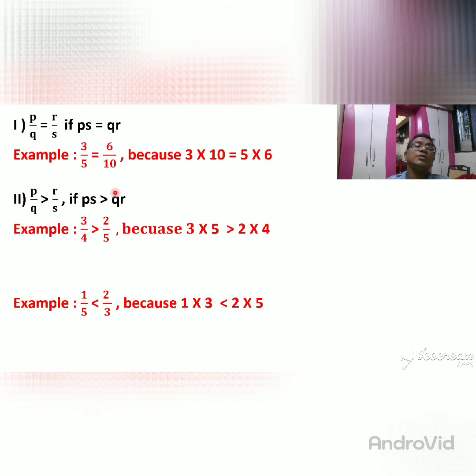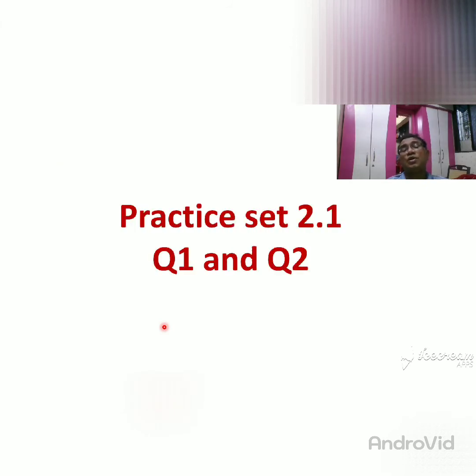Okay, this is the rule. After comparing these numbers, which number is greater? If PS is equal to QR, then they are equal. If PS is greater than QR, then the first number is greater. If PS is smaller than QR, then the second number is greater. This is the relation between them. Then we will start practice set 2.1, questions number 1 and 2.